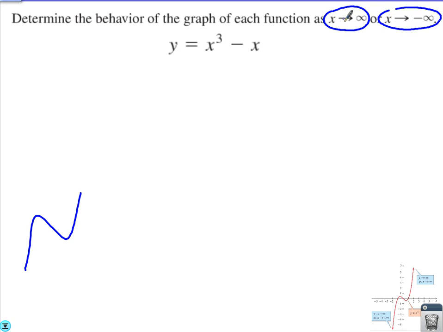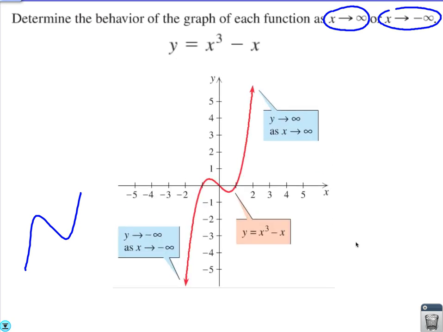All this means is x is approaching infinity. That means that your x value is getting bigger and bigger and bigger. What happens to your graph as your x gets bigger and bigger and bigger? And here's the actual graph I've got here. As x, start at 0, as x gets larger and larger and larger, what does y do? What does your graph do? Does it go up or does it go down? It goes up, right? So here's how you'd write it. As x approaches infinity, y approaches positive infinity. It goes up.